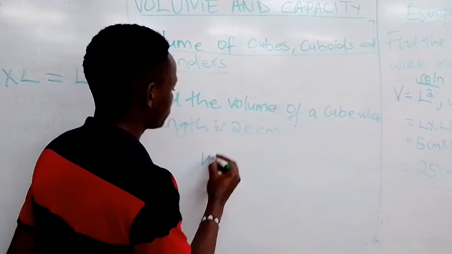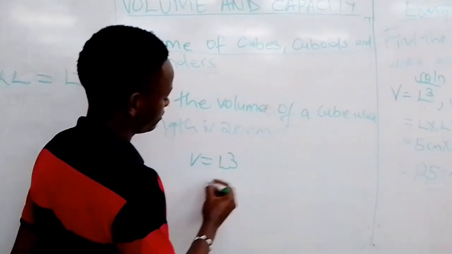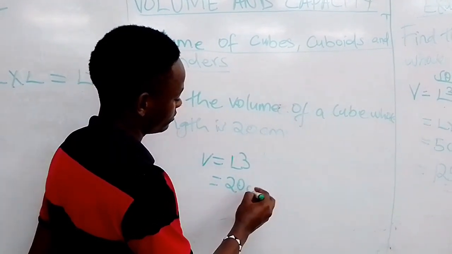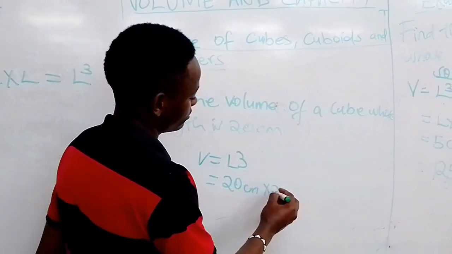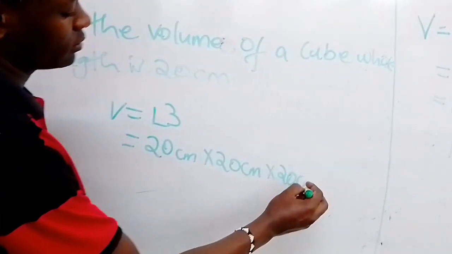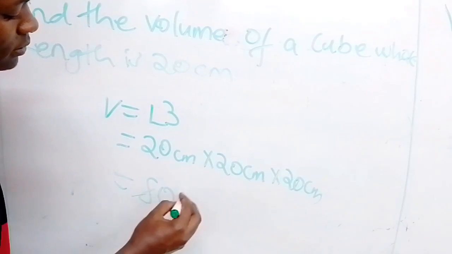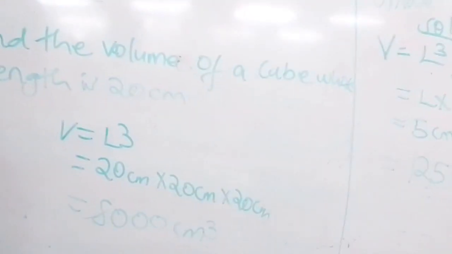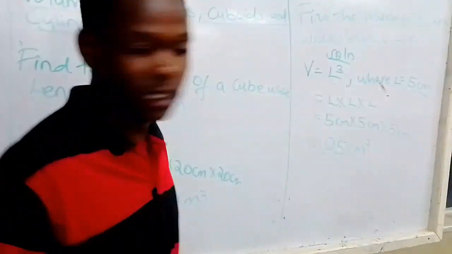Yes, Deori? The volume of a cube is equal to length cubed. Given the length as 20 centimeters, therefore the volume will be equal to 20 centimeters multiplied by 20 centimeters multiplied by 20 centimeters, which will be equal to 8,000 centimeters cubed. That's correct, Deori. Now let's shift our focus to volume of cuboid.